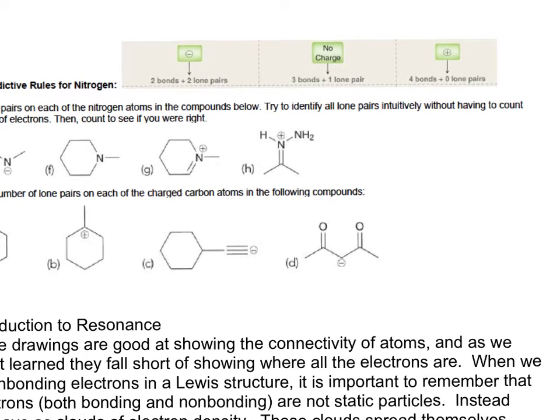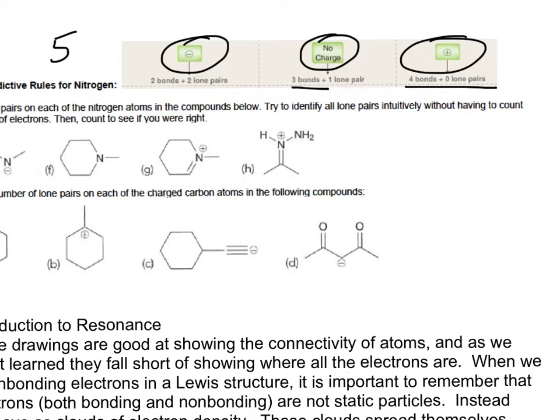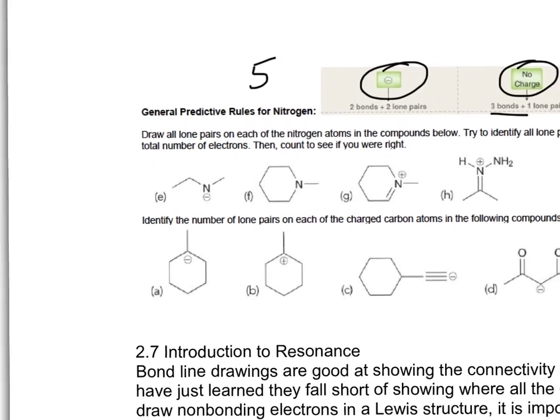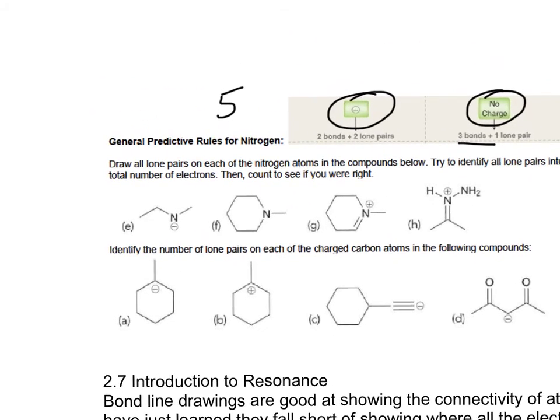Nitrogen has a valence of 5. So when nitrogen has 2 bonds and 2 lone pairs, it is negatively charged. When nitrogen has 3 bonds and 1 lone pair, it has no charge. And when nitrogen has 4 bonds and no lone pairs, it has a positive charge. So again, let's go through the similar exercise for these molecules below that we did for oxygen.